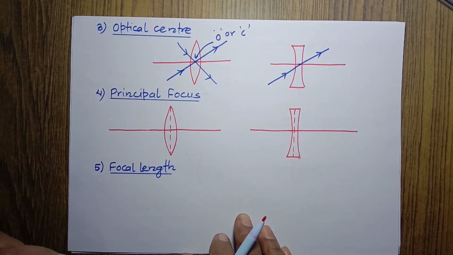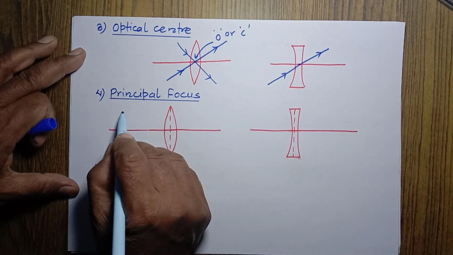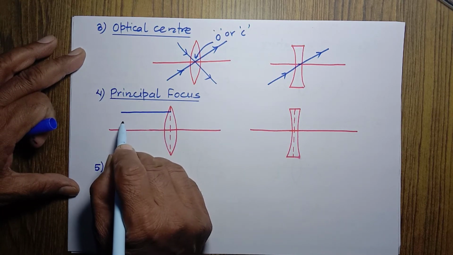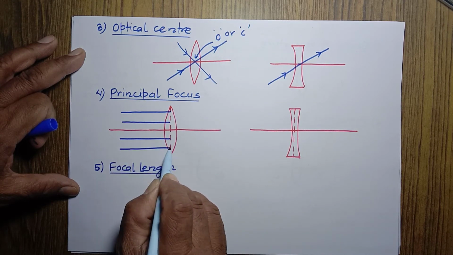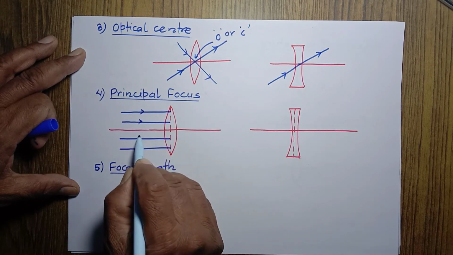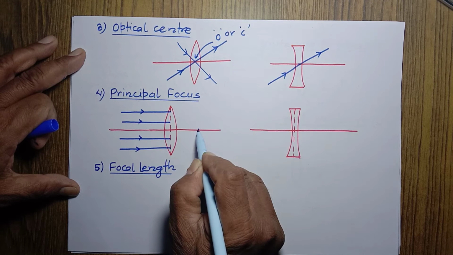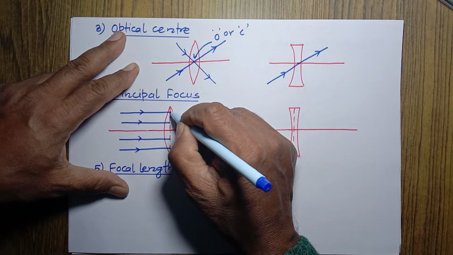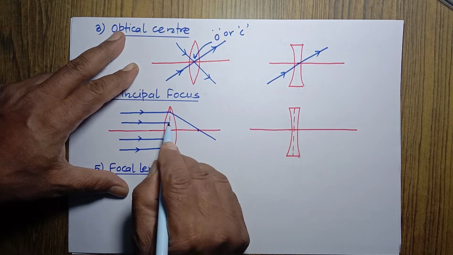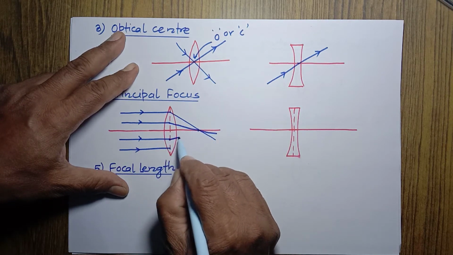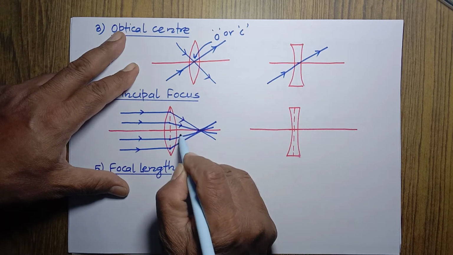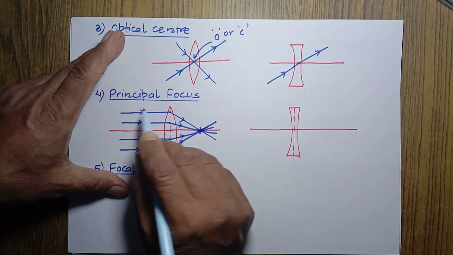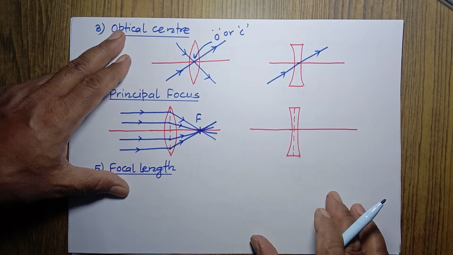Okay. Now when a ray of light comes parallel to the principal axis this way, or another ray of light coming parallel to the principal axis, the rays of light coming parallel to the principal axis of the convex lens pass through a point of the principal axis after refraction this way. All of them pass through the same point after the refraction. This point is actually called principal focus or simply focus and is denoted by F.